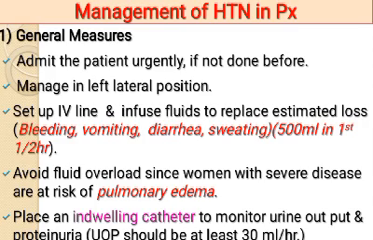500 ml in the first hour, then 1 liter per 2 hours. Avoid fluid overload since women with severe disease are at risk of pulmonary edema. Place an indwelling catheter to monitor urine output and proteinuria. Urine output should be at least 30 ml per hour. Prepare equipment for convulsion management at bedside.